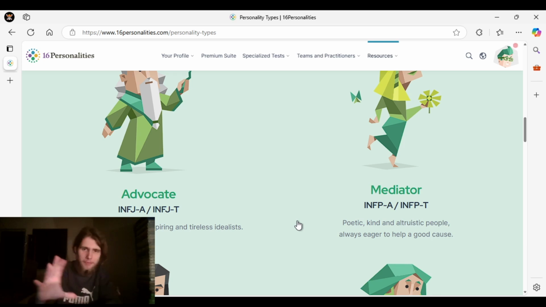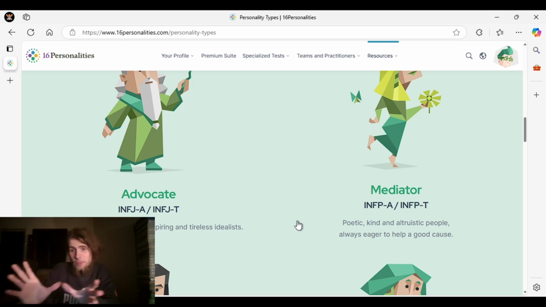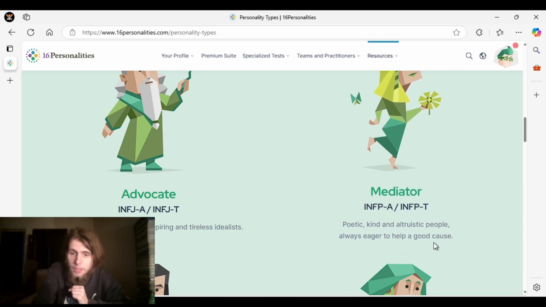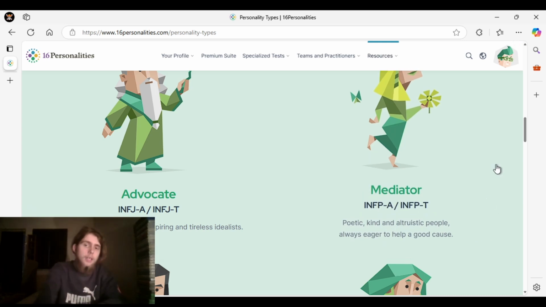They tend to try to figure out what he is going to do, what it is that he wants. They're very good at it, very much just paying attention, more or less. Then we have the mediator: poetic, kind, and altruistic people, always eager to help a good cause.